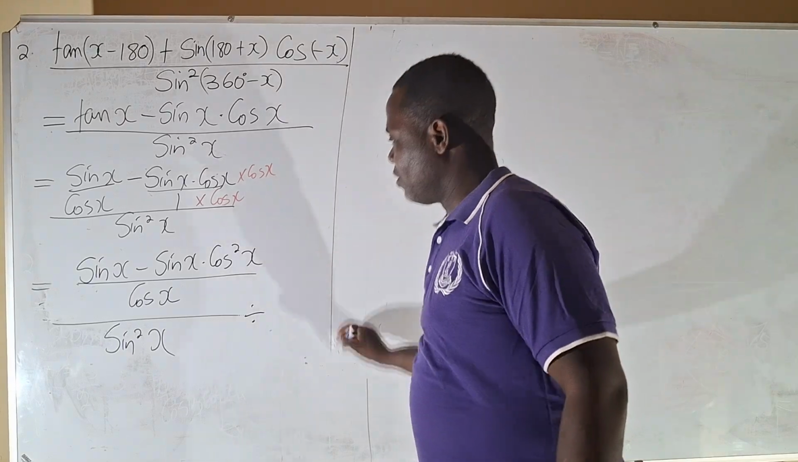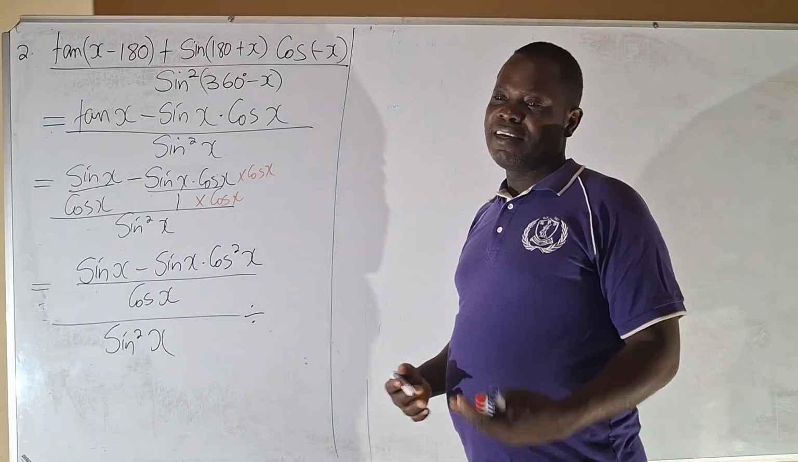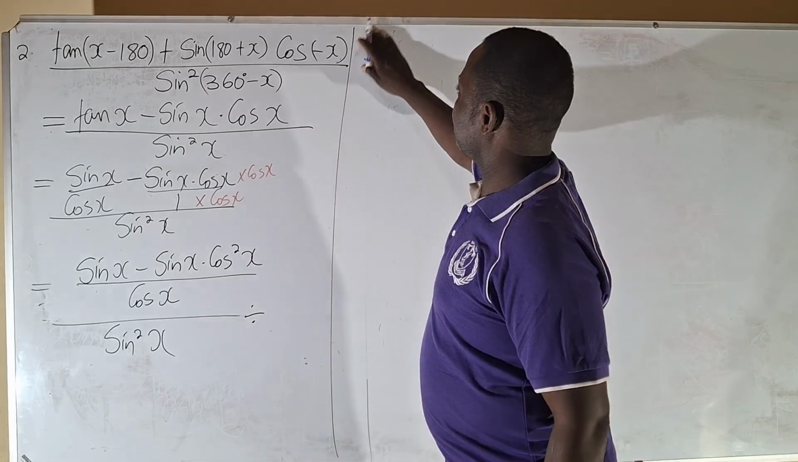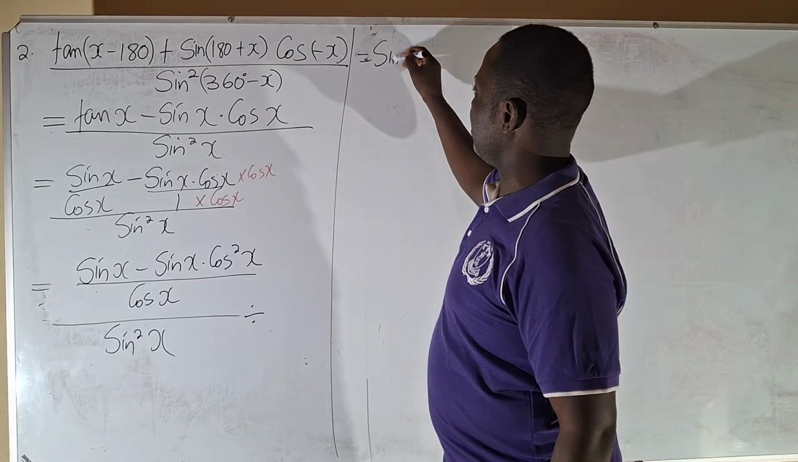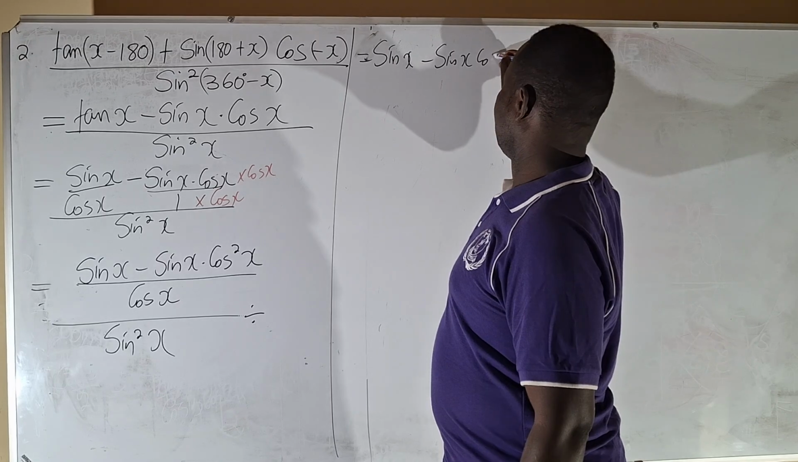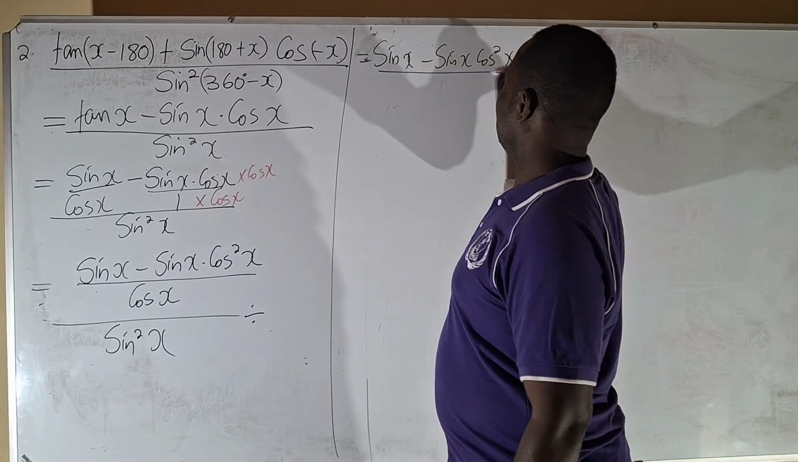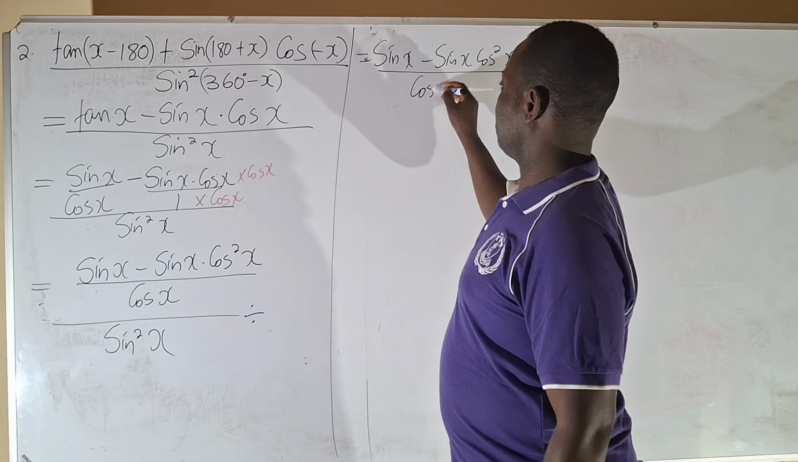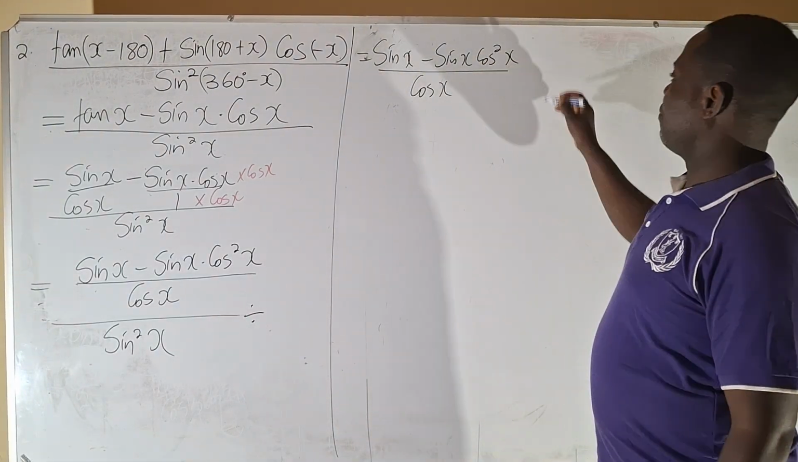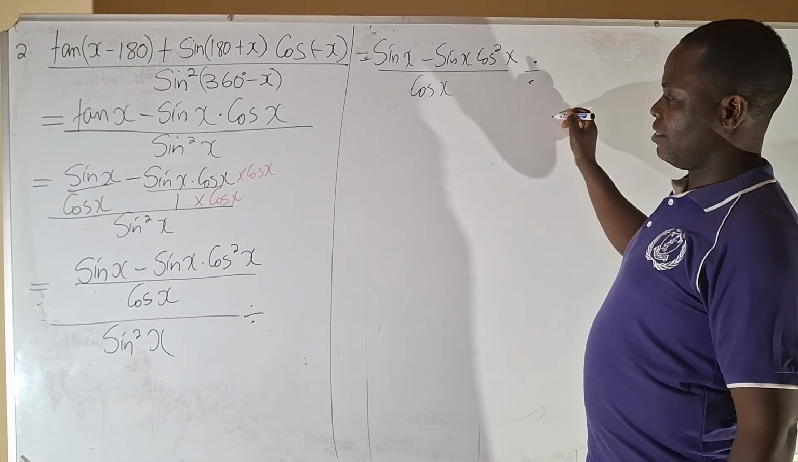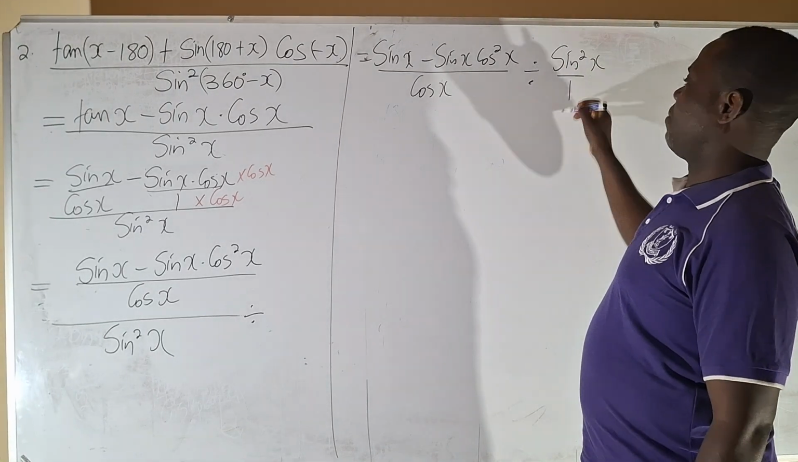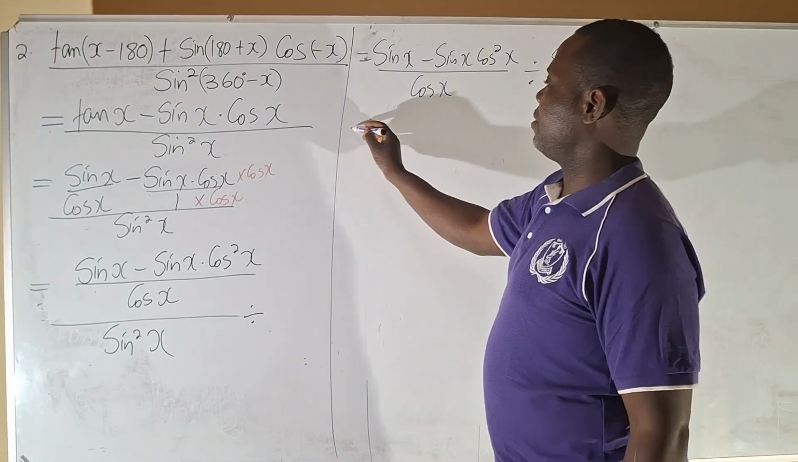So if I do that, it makes my expression just a little bit nicer. The numerator is the sine of x. This is equal to the sine of x minus the sine of x times cos squared x divided by the cos of x. Then this division line, I'm now going to use a division sign, divided by sine squared x over 1. Then we carry on simplifying.